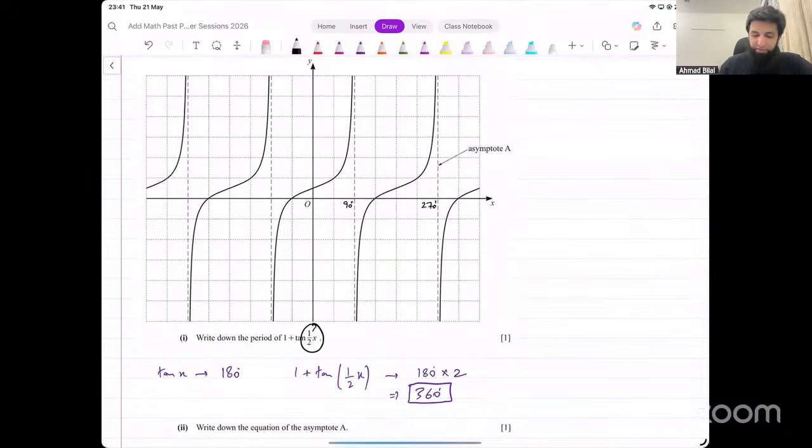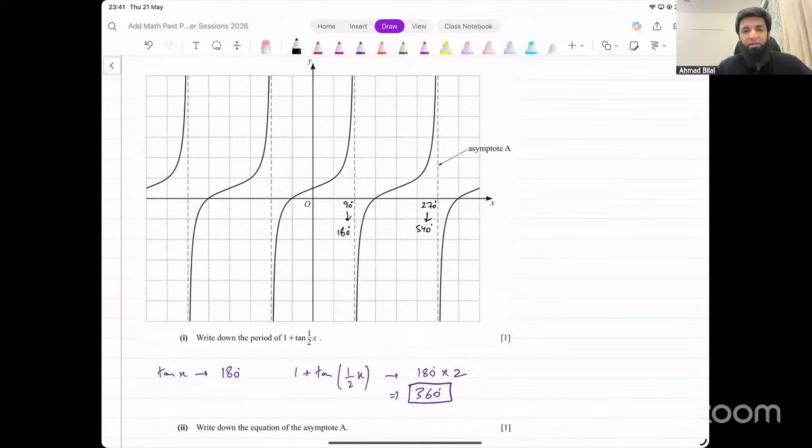This is half x. There's a horizontal stretch by a factor of 2. The period is getting multiplied by 2. So this 90 would have become 180 in this. The asymptote in the original graph was at 90. Now it becomes 180. And this other asymptote also gets multiplied by 2. And this is now going to be at 540.